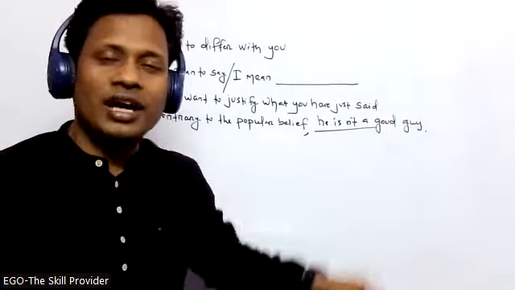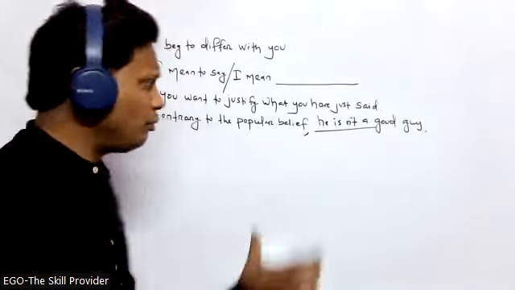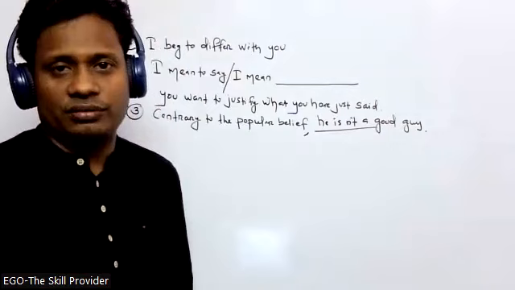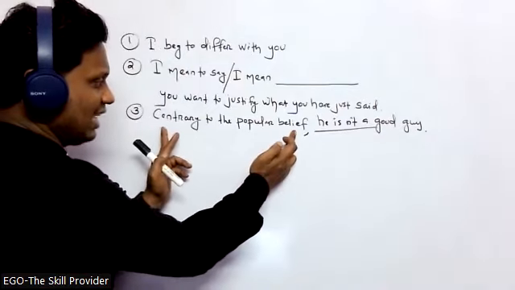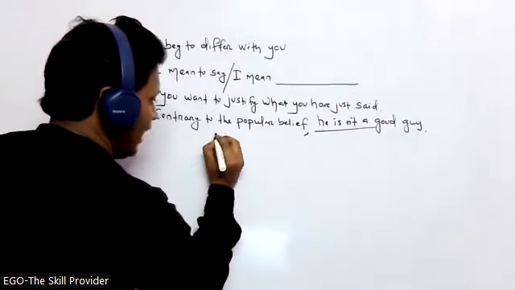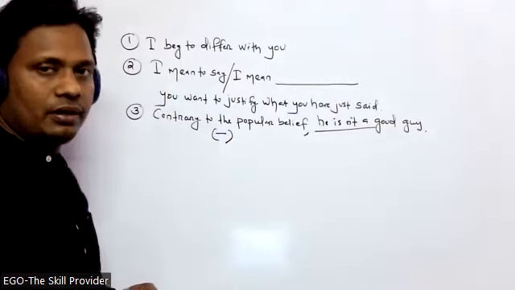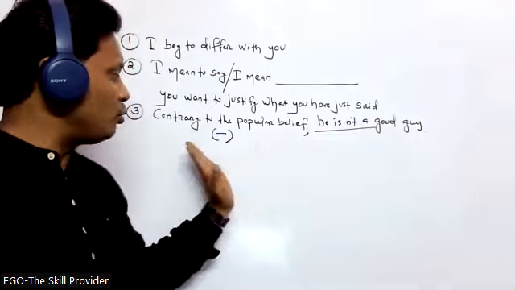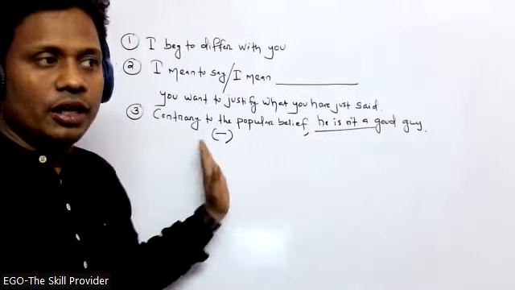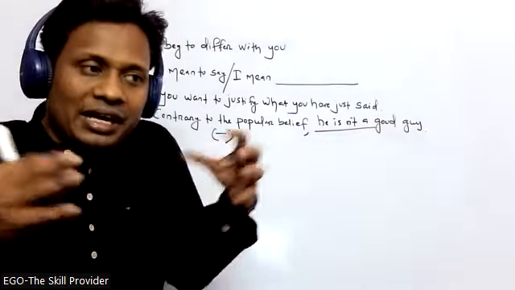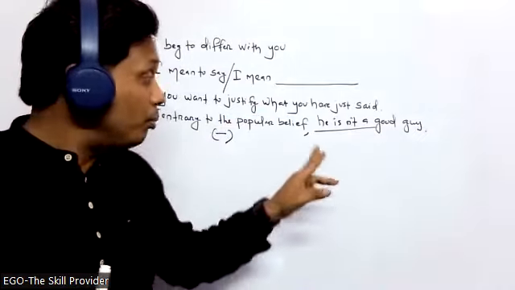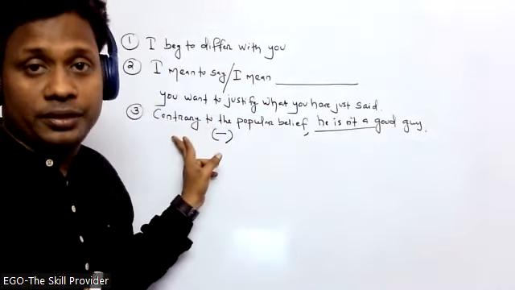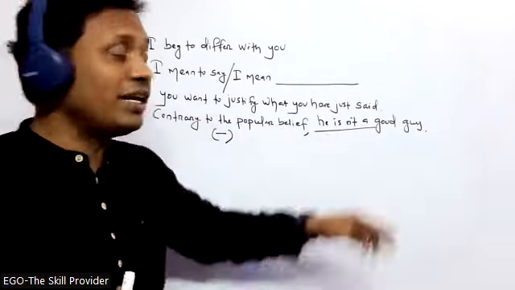he is not a good guy. Like that, you have to always write a negative sentence, because this itself says it's a negative sense. Okay, and obviously you are trying to say the popular belief is being negated. Contrary means you are trying to contradict the fact, the popular belief, and you have to say he is not a good guy.